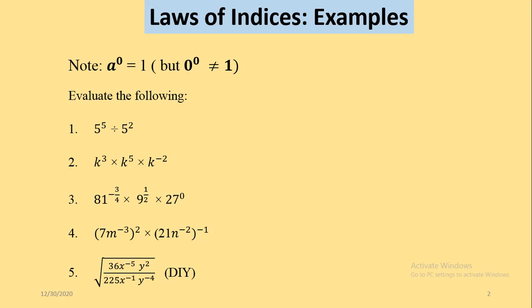Before we move further, as part of the law of indices, anything raised to the power 0 is 1 except 0. So 0 raised to the power 0 is not 1, but any other value raised to the power 0, be it 1000 raised to the power 0, 100 raised to the power 0, p raised to the power 0, anything except 0 that is raised to the power of 0 is 1.